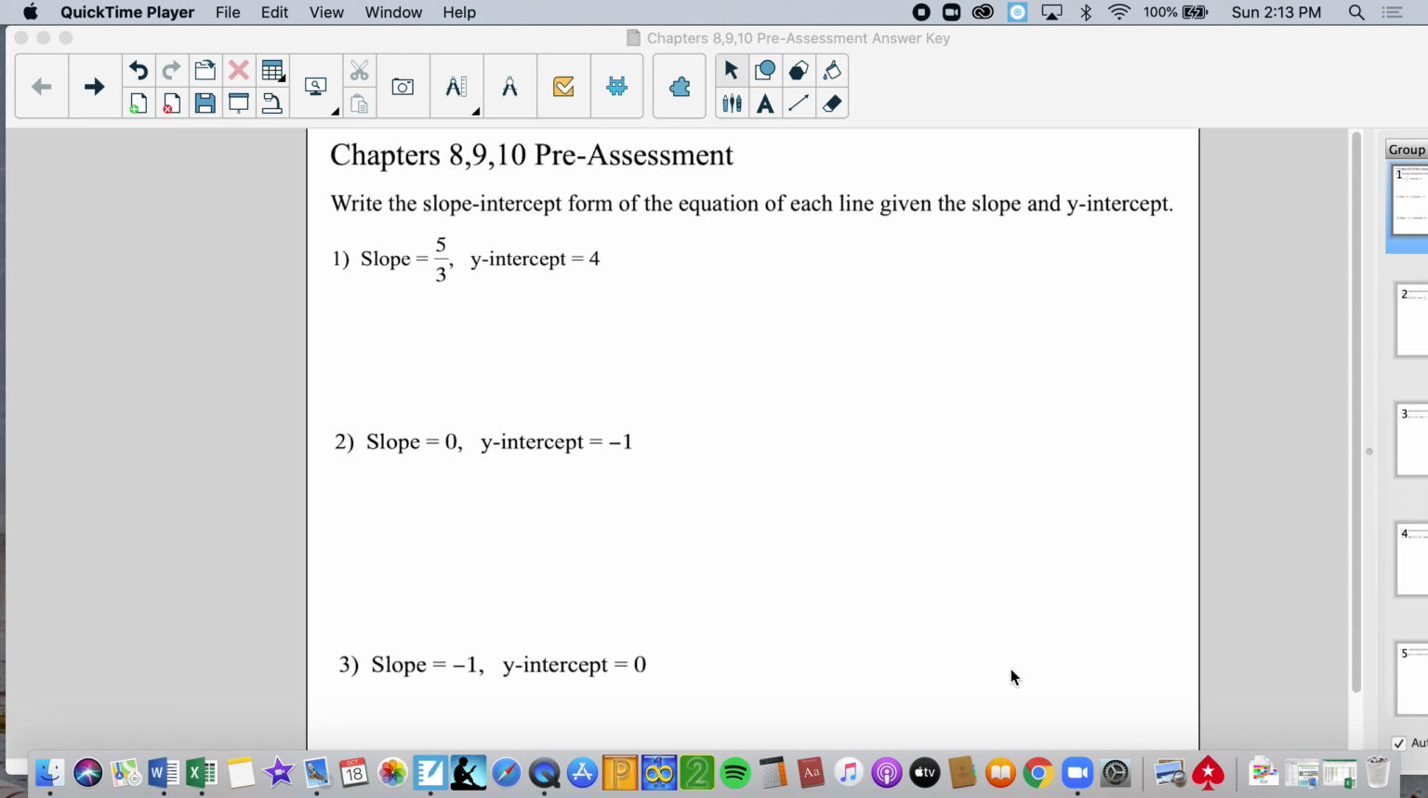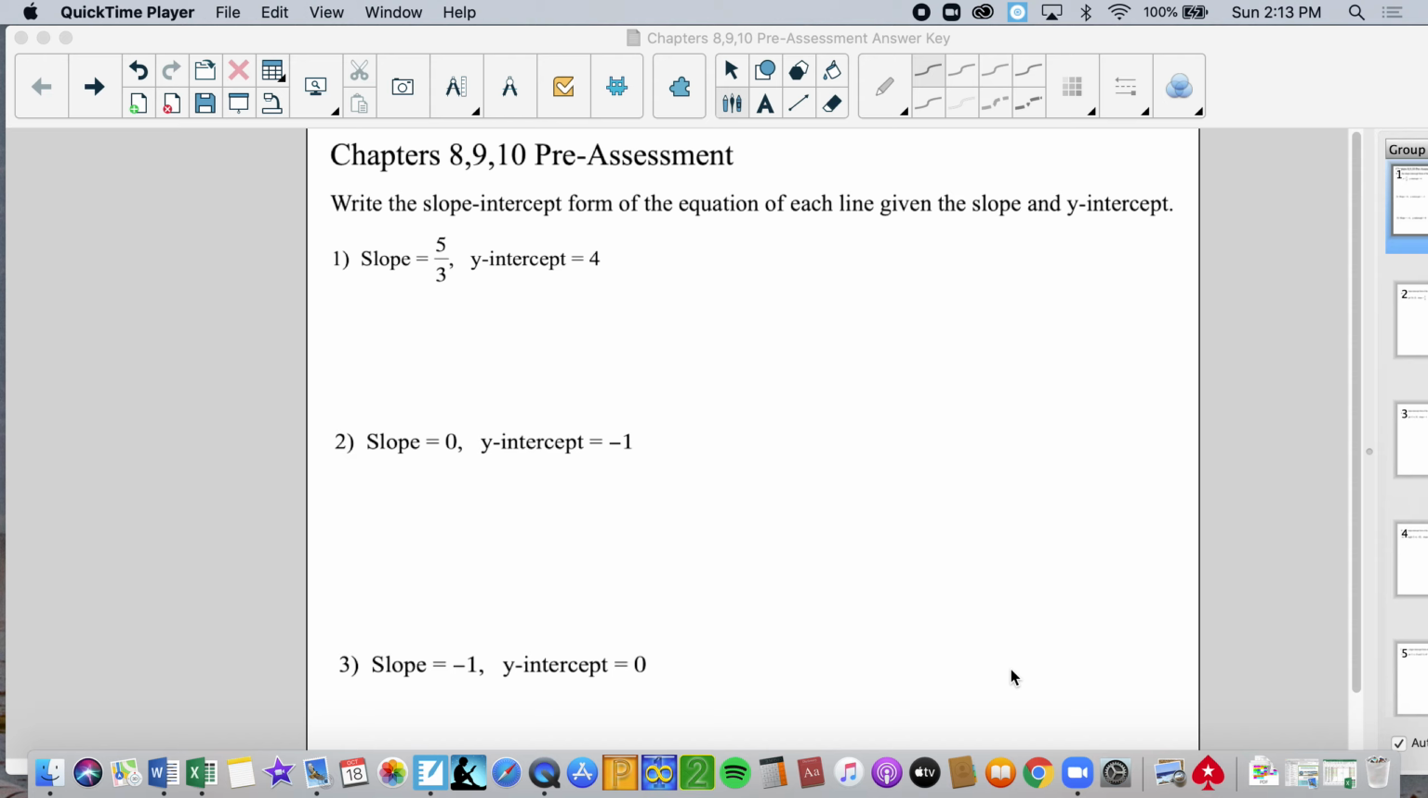This is the review for, there's a couple pieces, Chapter 8, Chapter 9, and Chapter 10. We're going to start with slope-intercept form, writing equations in slope-intercept form for information for a line.